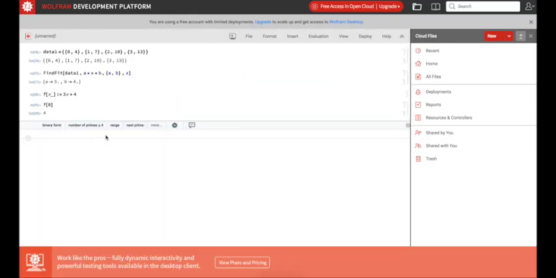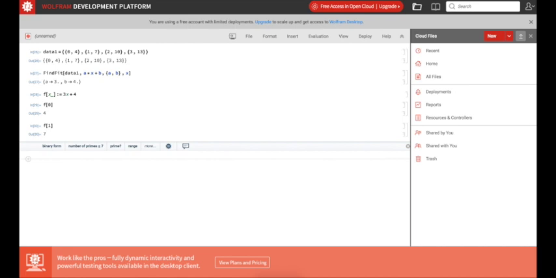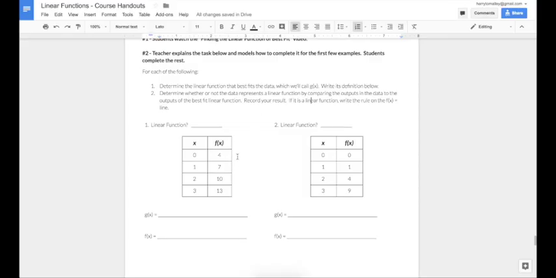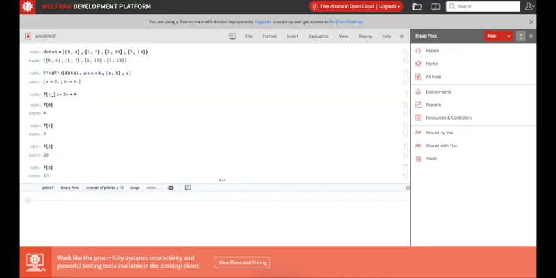Let's check the other ones. So f of, let's try 1 and see if it gives us exactly 7. It does. Now let's try f of 2. You've got to check them all. That's 10. And f of 3 gives us exactly 13. So we would come over here and write 4, 7, 10, 13. And this would show us that this is a linear function. And the linear function is f of x is equal to 3x plus 4. That is the perfect function.